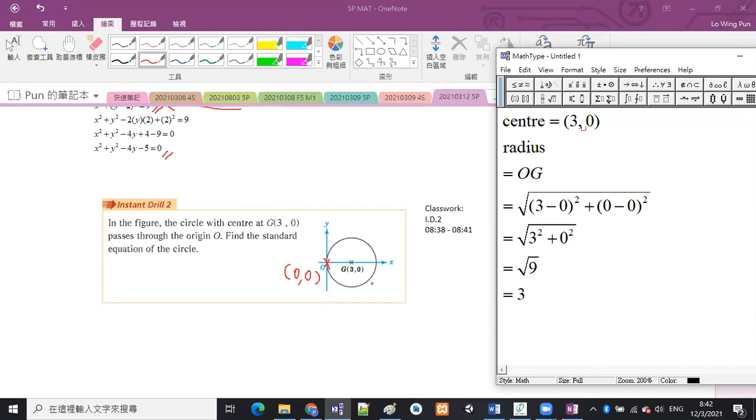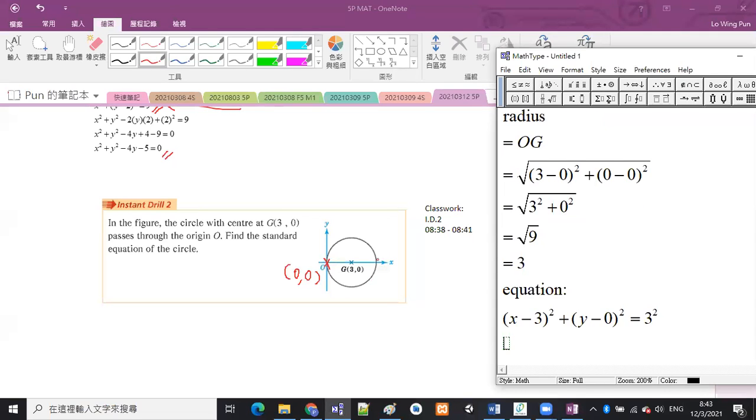So now we have the center and the radius. Then we can write down the equation of the circle to be (x minus h) squared plus (y minus k) squared equals r squared. Okay. And then (x minus 3) squared plus (y minus 0), which becomes y squared, and the 3 squared becomes 9. So you may write this as the answer, also okay.